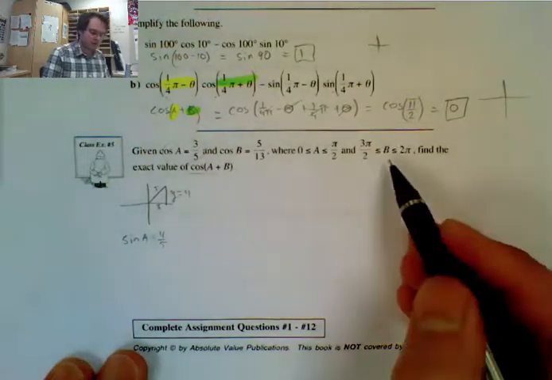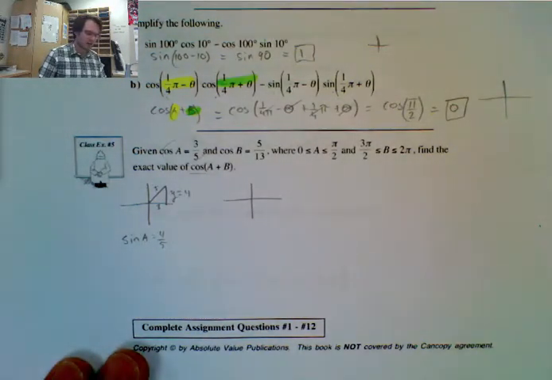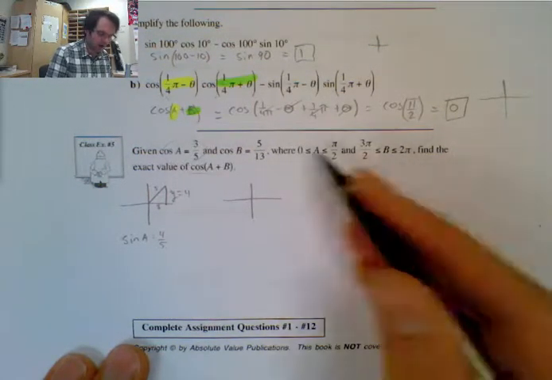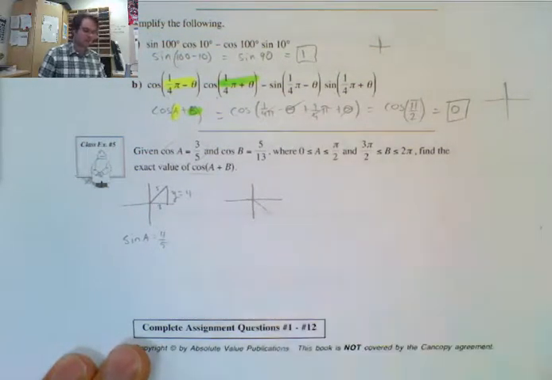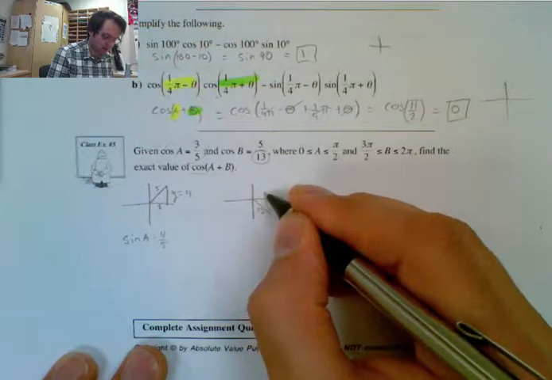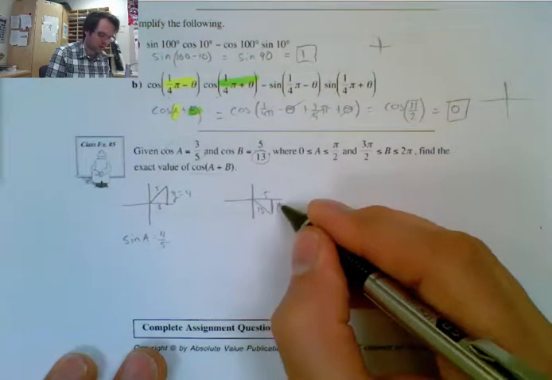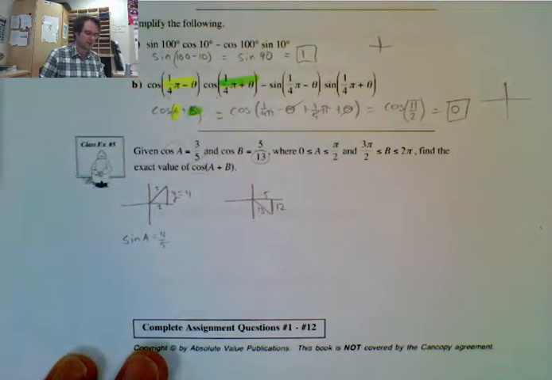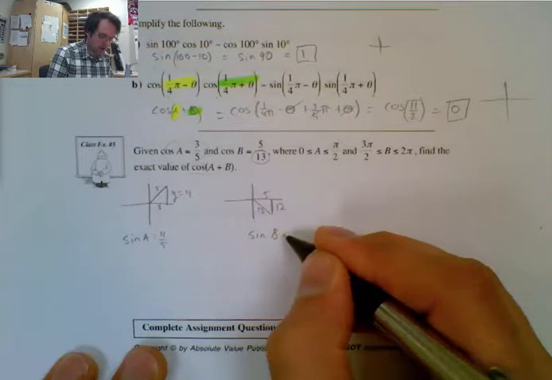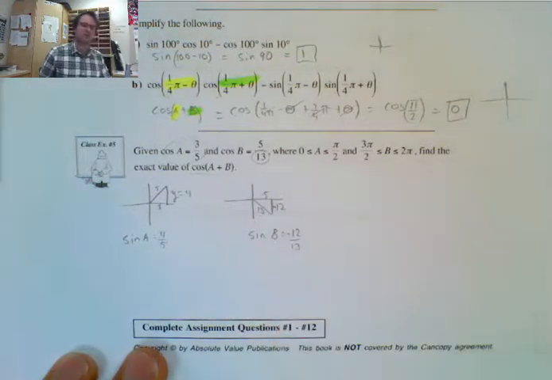Okay? So now we're going to do the same thing with my B. So we're looking at cosine of B. Now, it's between 3 over 2 pi and 2 pi, so it's going to be in quadrant 4. And I know my radius is 13, and my x value is 5. So with a Pythagorean identity, I'm going to know this is 12, since 12 squared plus 5 squared is equal to 13 squared. So we know here sine B is equal to 12 over 13, and that's negative because it's in that quadrant. Okay?